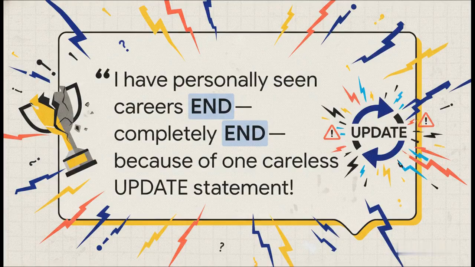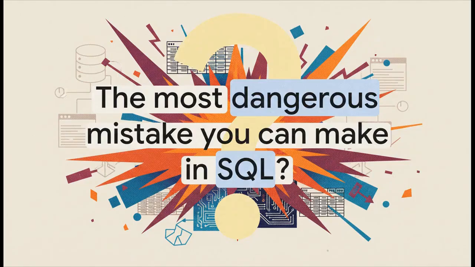The update command, which modifies existing data, is incredibly powerful. But that power comes with huge risk. One little moment of carelessness can corrupt millions of records. And yes, I have literally seen it end a person's career. So what is it? What is the single most dangerous mistake you can possibly make when you're writing SQL?